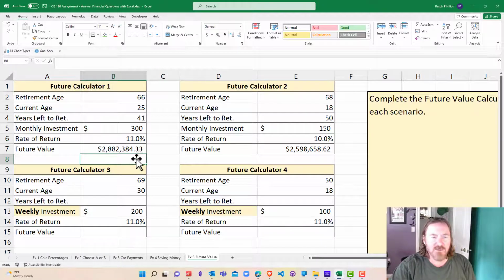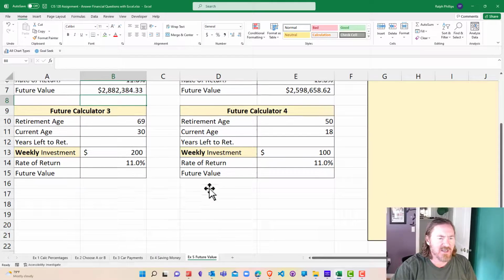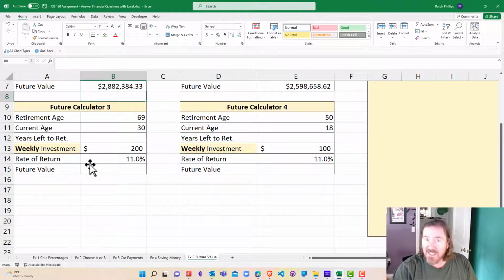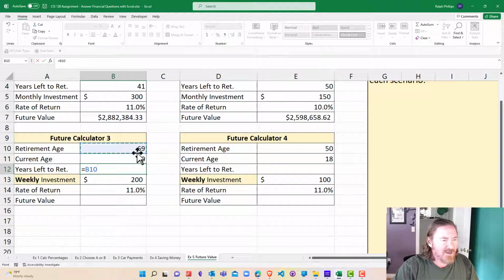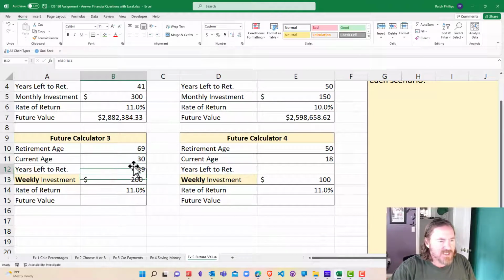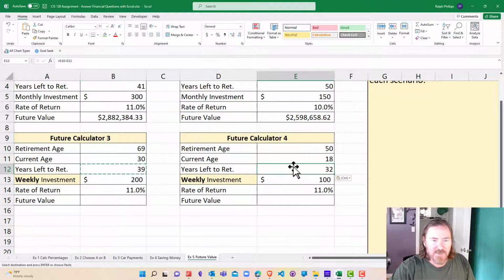All right, so now we've got those calculators. Let's look at these down here. These are done for weekly investments, so similar but different. So $200 per week, that's a lot. So that's obviously 2, 4, 6, 8, that's over $800 per month. Remember, it's not exactly 4 weeks per month. Let's see what we can do here. Years left to retirement equals retirement age minus current age. And then I'm gonna take that, copy that formula, pop it right over there.